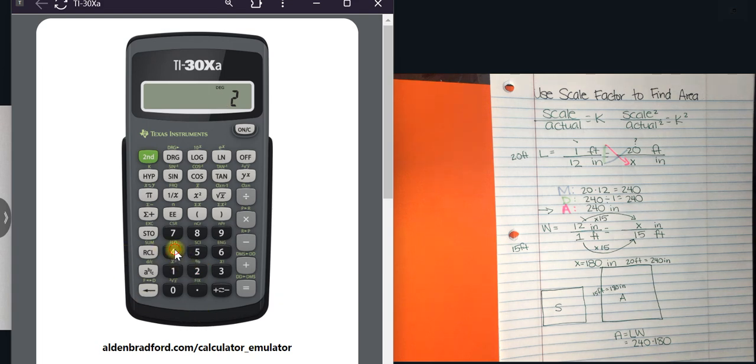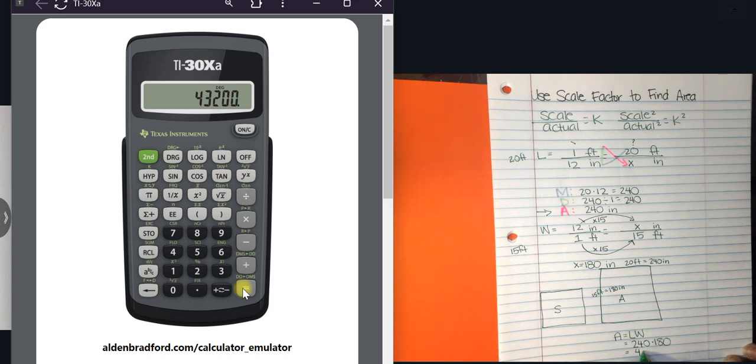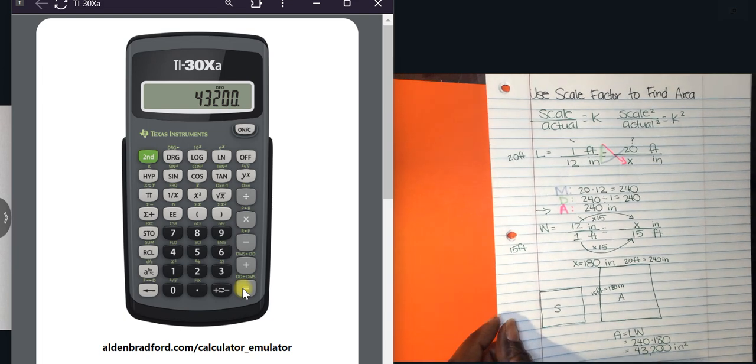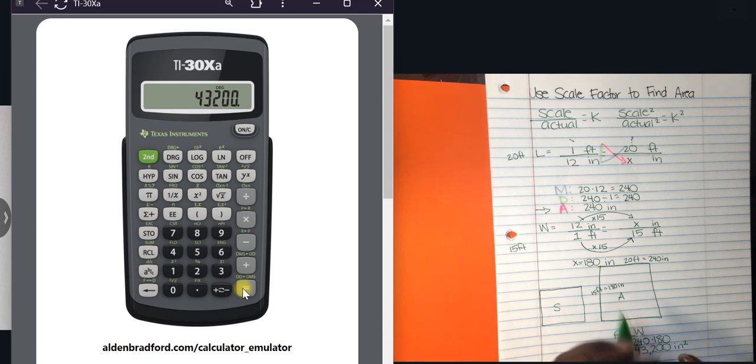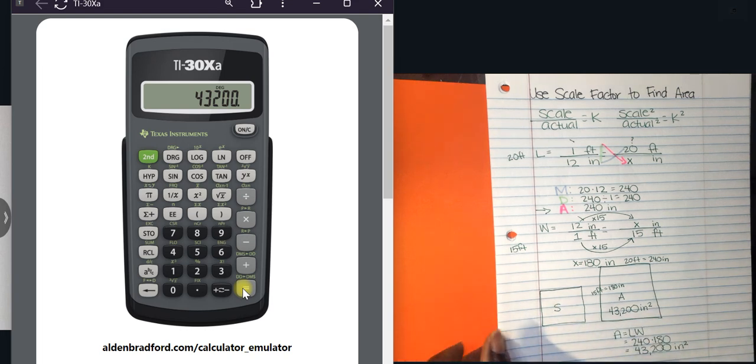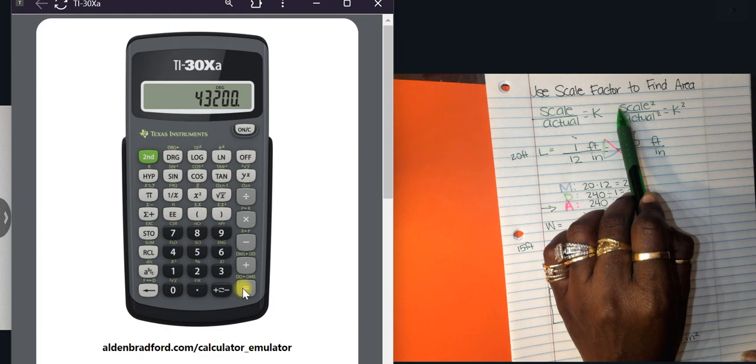So 240 times 180 gives me 43,200. And what's our unit? Square inches. All right, so this is the actual here. We have that. So the actual area is going to be 43,200 square inches.